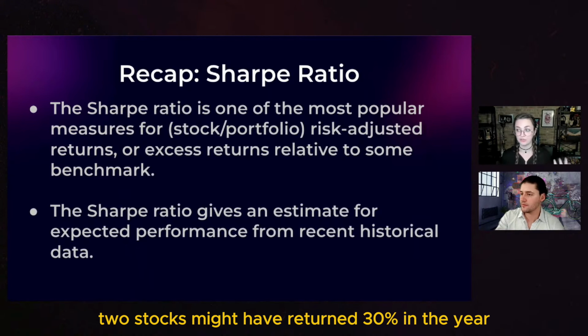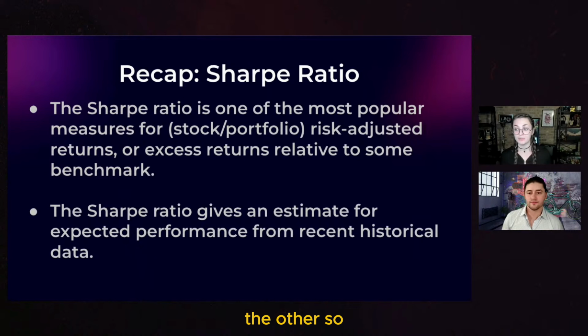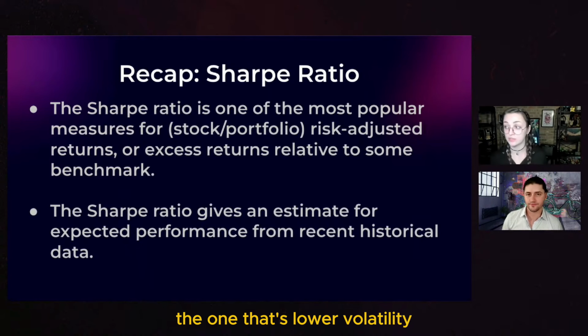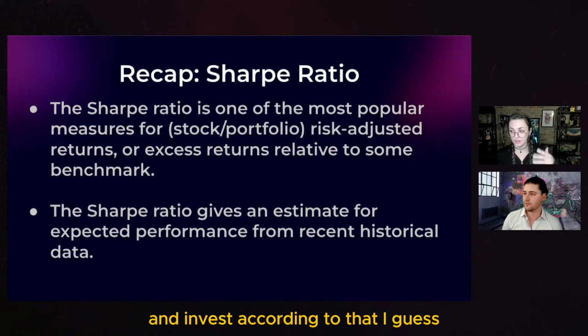Like 2 stocks might have returned 30% in the year, but one might have had double the volatility of the other. So you might be more inclined to trade the one that's lower volatility, with a little bit less uncertainty around that measurement, and invest according to that, I guess.